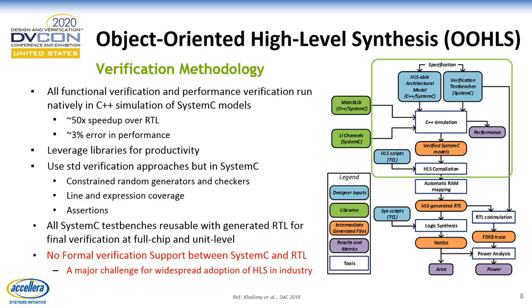Our backend methodology was pretty straightforward. We have automatic RAM mapping in the generated RTL and then use standard synthesis and place and route tools to generate the netlist. Another key aspect of this object-oriented high-level synthesis approach, which differs significantly from the earlier approaches, is that typically we have small units and feed-forward paths that were targeted for high-level synthesis. In our project, we are targeting the design of an entire chip using a high-level synthesis-based methodology.